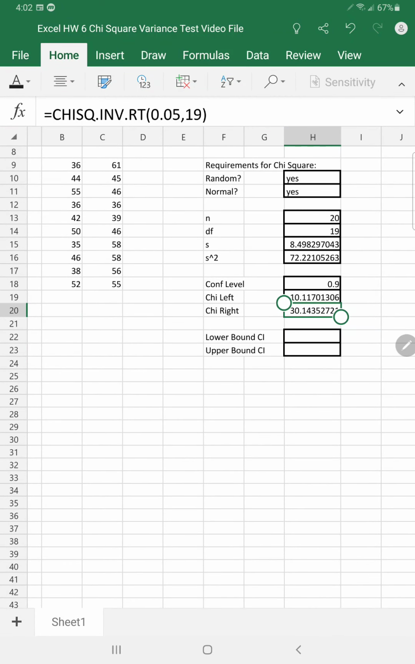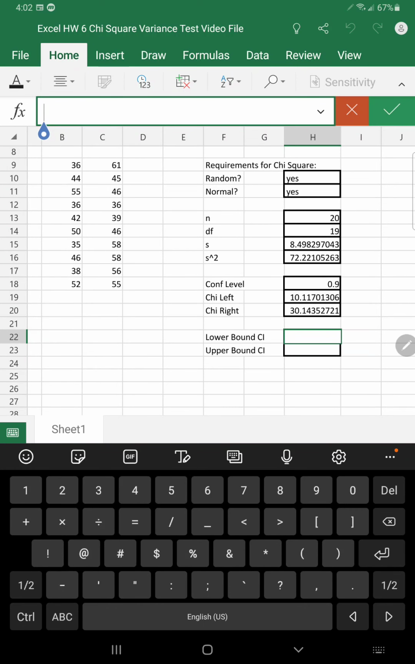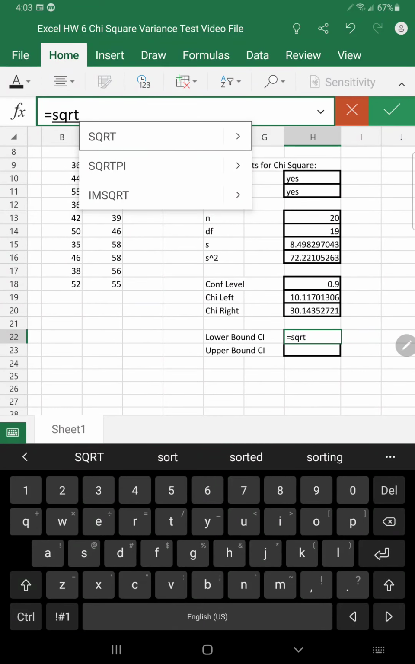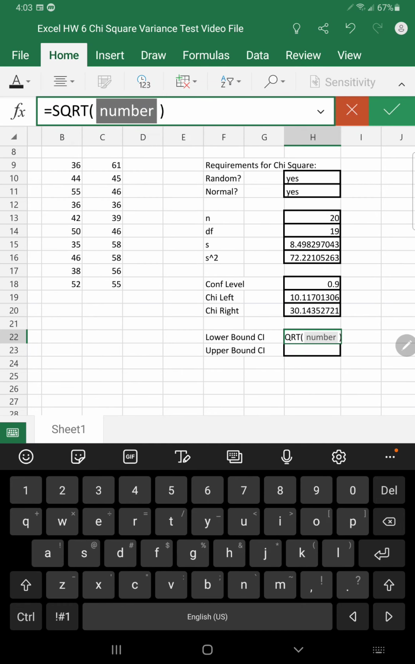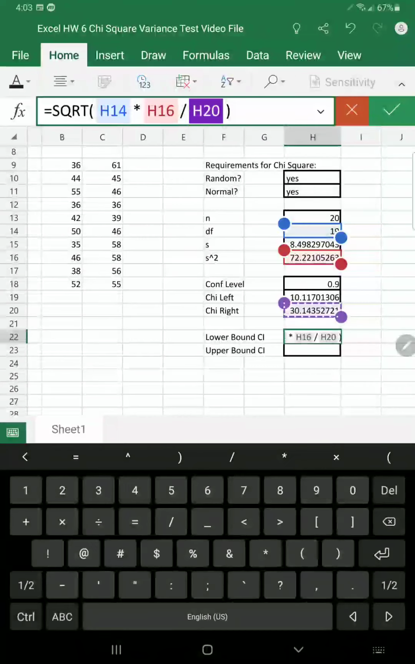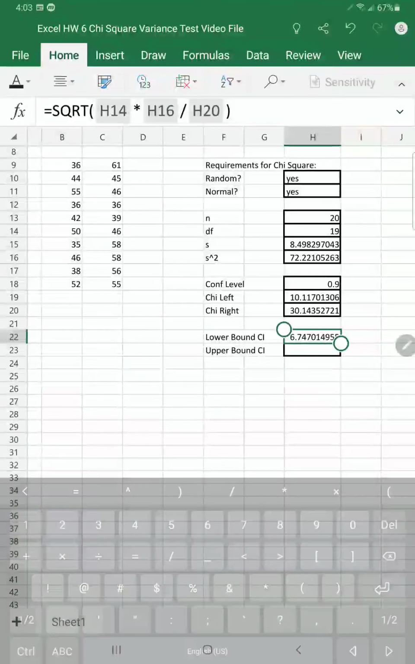All right, and then we're almost finished. Now we just have to calculate the lower bound for the confidence interval. So the confidence interval for the standard deviation will be the square root. Open up the parentheses. You'll take the square root. You want to take the degrees of freedom, which is 19, multiply that by the sample standard deviation squared, and then divide that by the right-hand chi-square critical value, and click OK.